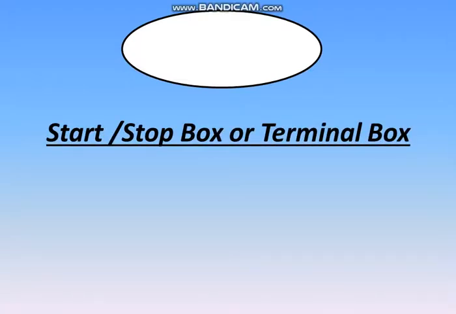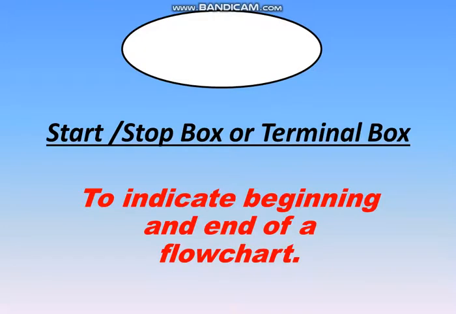So here is the first symbol in front of you, that is start, stop box, and the other name is terminal box, and it is used to indicate beginning and end of a flow chart. अगर आप फ्लो चार्ट को स्टार्ट कर रहे हो या ख़त्म कर रहे हो, there should be start and stop box. There should be one terminal box at the starting of the flow chart and another terminal box at the end of the flow chart, and it is oval in shape, so it is oval, and it is also known as start and stop box or terminal box.